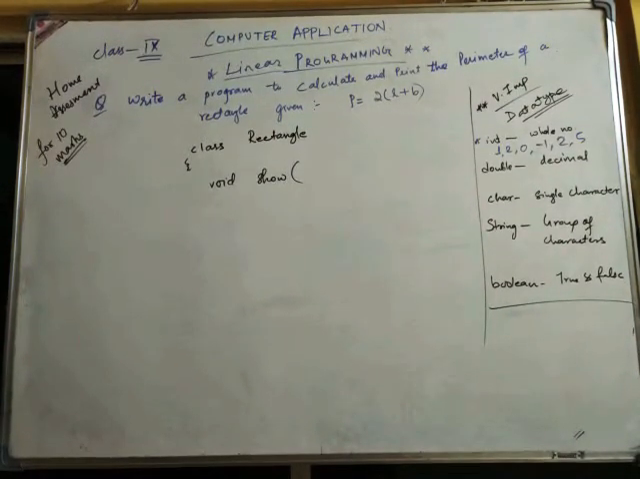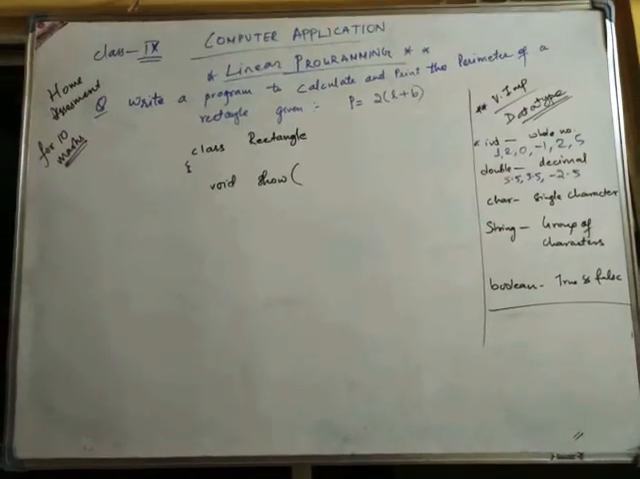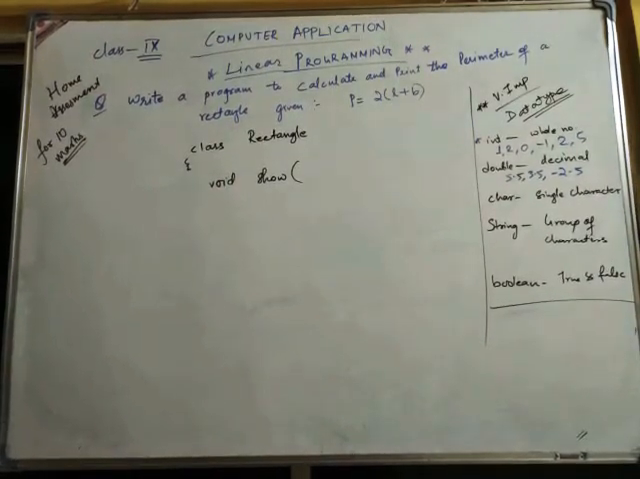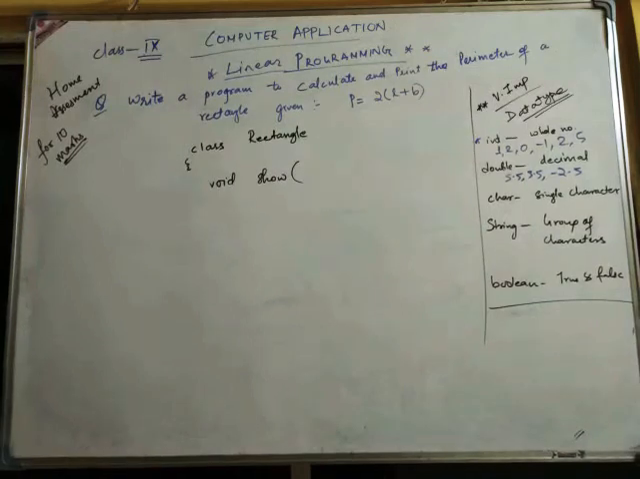Now if we have a decimal value, like 5.5, 3.5, minus 2.5, all these are decimal values, we will be using double. So whenever I'll be talking about decimal values, you need to say that we'll be using the data type double.